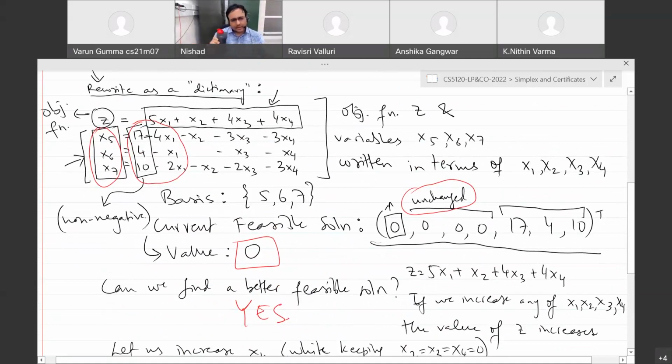But do you see that there is a problem? We can't use the same technique again. So previously we were able to easily do it because we had a very specific format, and we were able to increase x1, and then we were able to figure out how much to increase it using this dictionary.